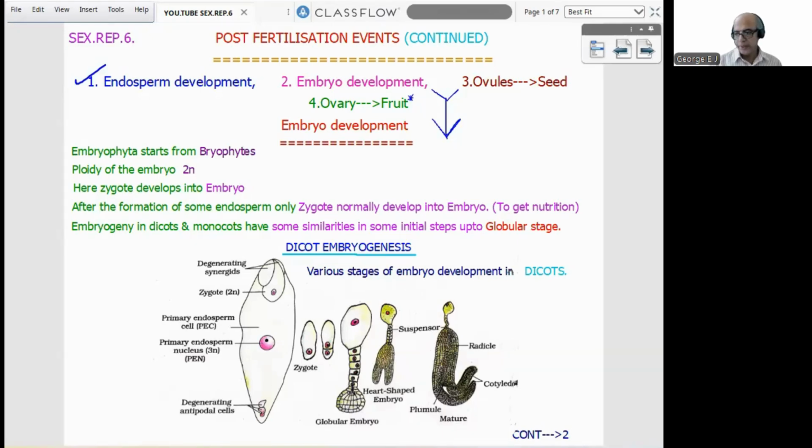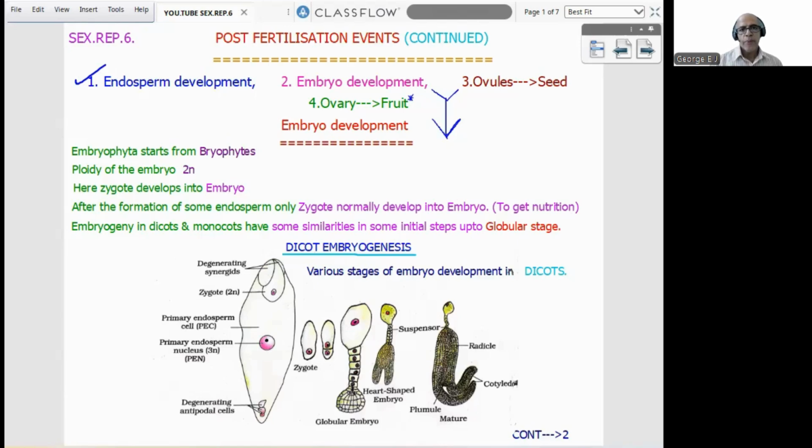So we can start with the embryo development. Embryophyte starts in the plant kingdom from bryophyte: bryophyte, pteridophyte, gymnosperm, angiosperm, embryophyte. And the ploidy of the embryo is diploid. And zygote develops into embryo.